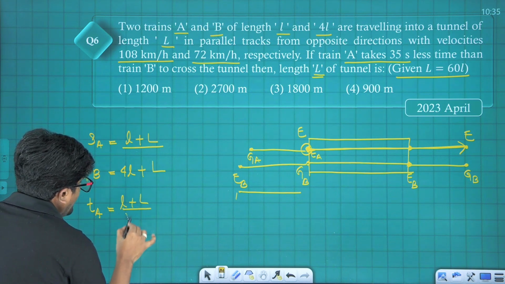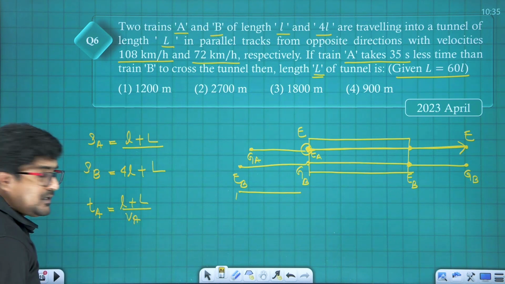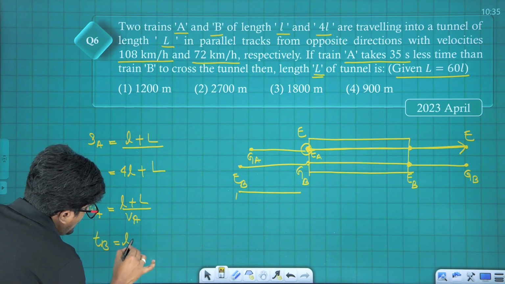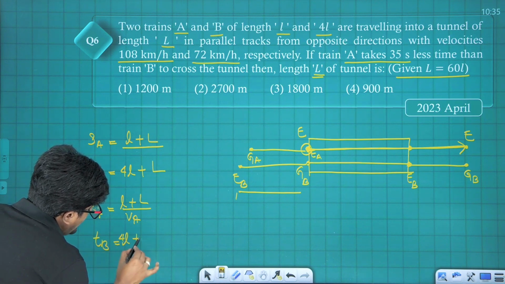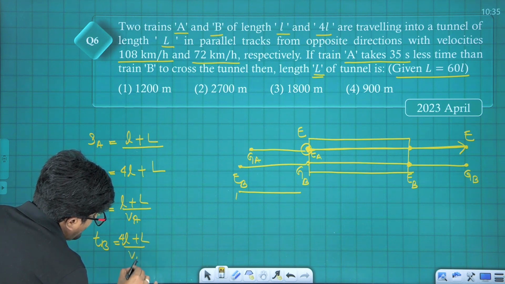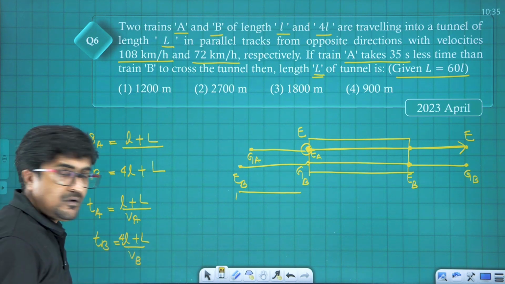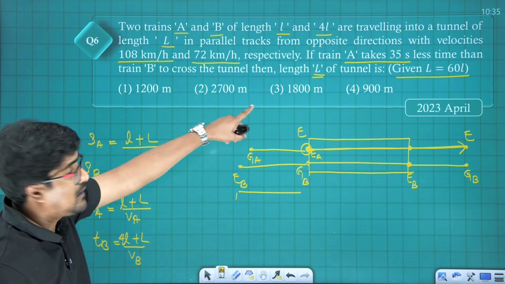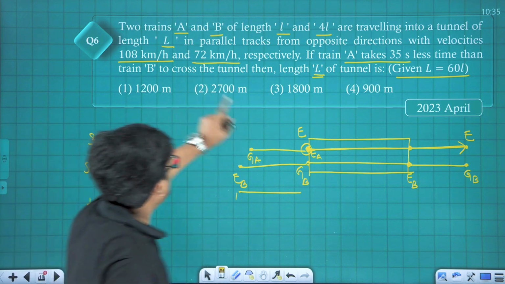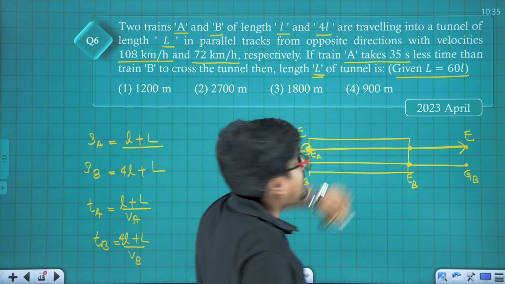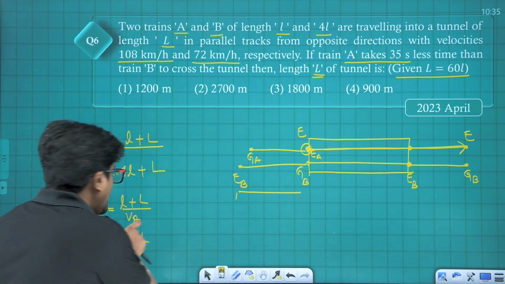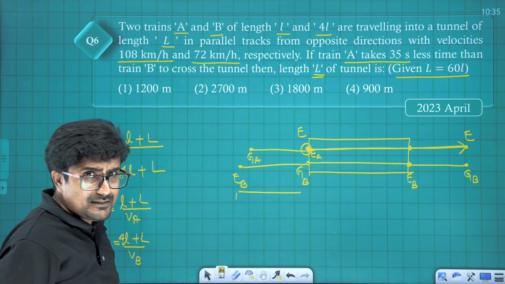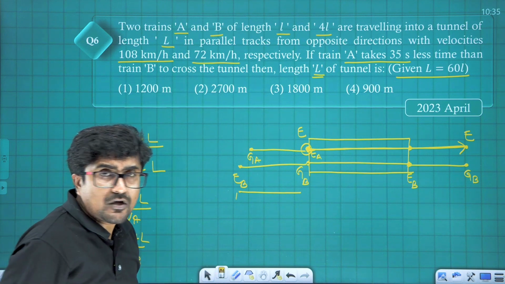Now time taken by train A is the length, that is l plus capital L, all divided by the speed of A. Similarly, time taken by train B, what needs to be? 4l plus capital L divided by V of B. Okay. Now the time difference between these two is given as 35 seconds. Now from here we can get the value of l and from there we will get the value of capital L. That is the method we are going to follow.